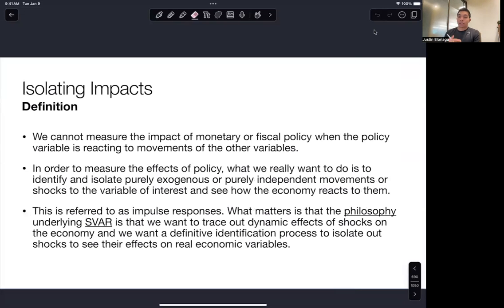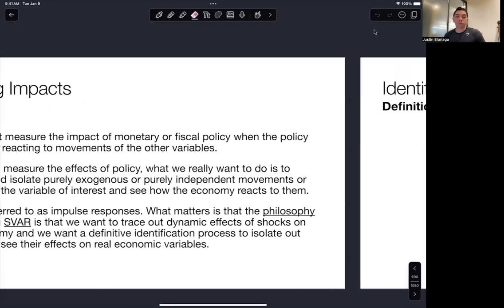This is referred to as the notion of impulse responses, right? What matters is that the philosophy underlying the SVAR is that we want to trace out the dynamic effects of shocks across the economy, and we want a definitive identification process to isolate the shocks to see their real economic effects, right? So that's one aspect that we want to uncover.